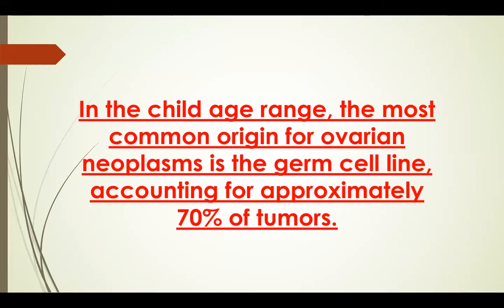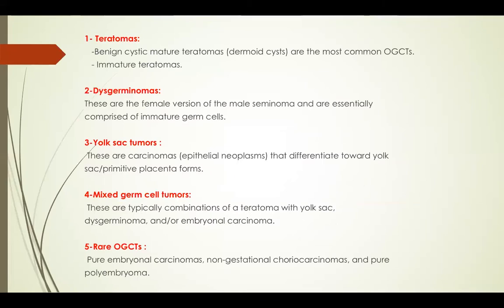So let's talk about the germ cell tumors. So we have the teratomas. Teratomas can be benign and can be malignant. The mature ones, which we call dermoid cysts, are the most common. Immature teratomas are less common, and they are malignant. Dysgerminoma, these are the female version of male seminomas and are mainly composed of immature germ cells. And I think you had an earlier presentation about germ cell tumors.